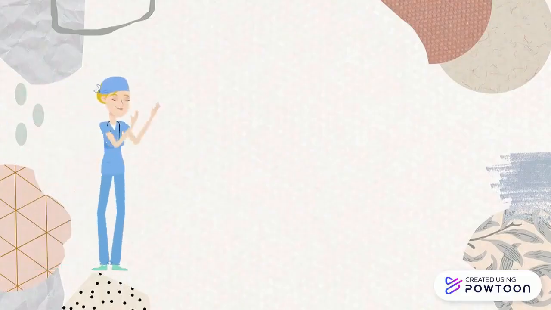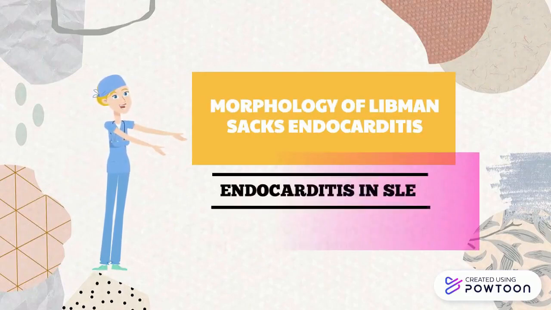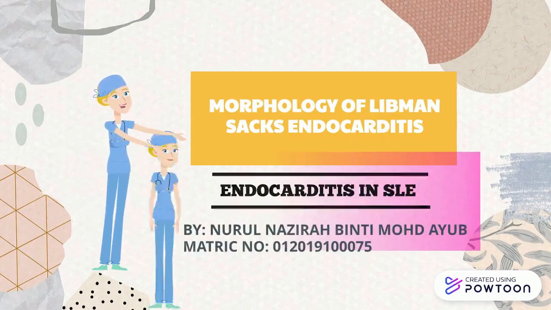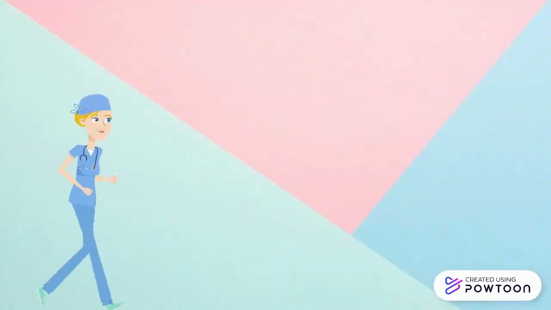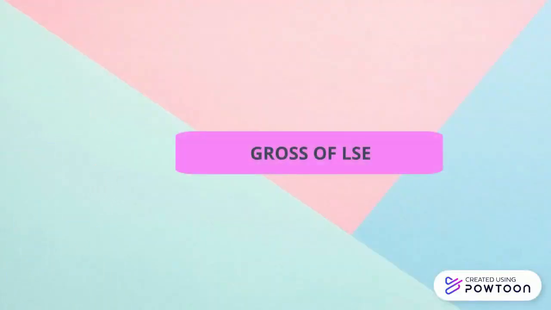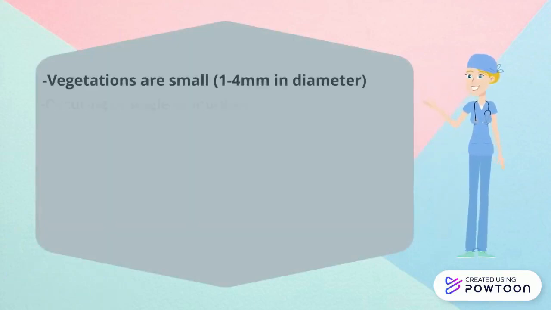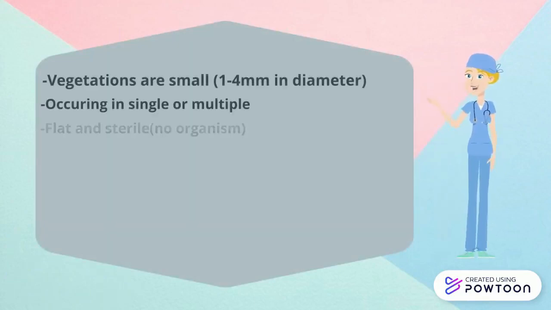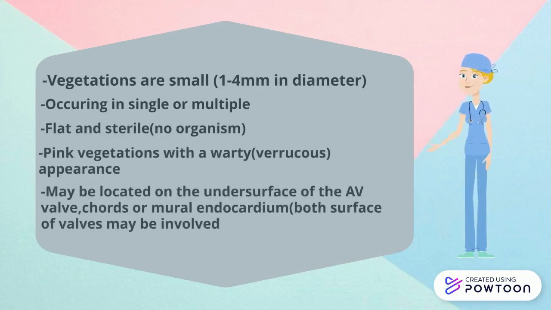Hi everyone, I'm Nazira. Today I will explain the morphology of Libman-Sacks endocarditis in SLE patients. First, we see the gross appearance, and next we move to the microscopic appearance. Gross appearance of LSE: the vegetations are small, 1 to 4 mm in diameter, single or multiple, flat and sterile, meaning no organisms, with a thin, warty appearance, and may be located on the undersurface of the atrioventricular valve, cords, or mural endocardium.